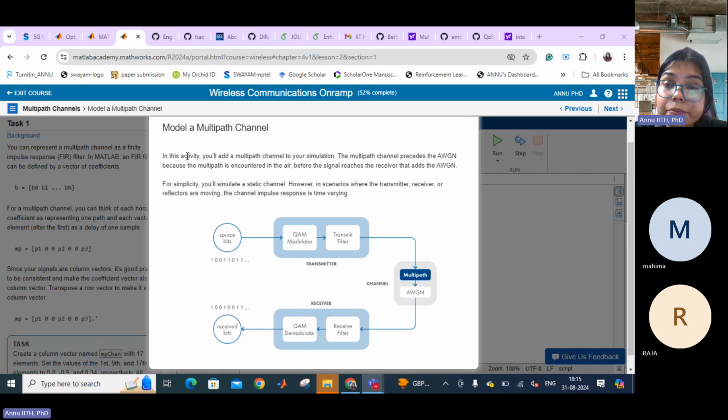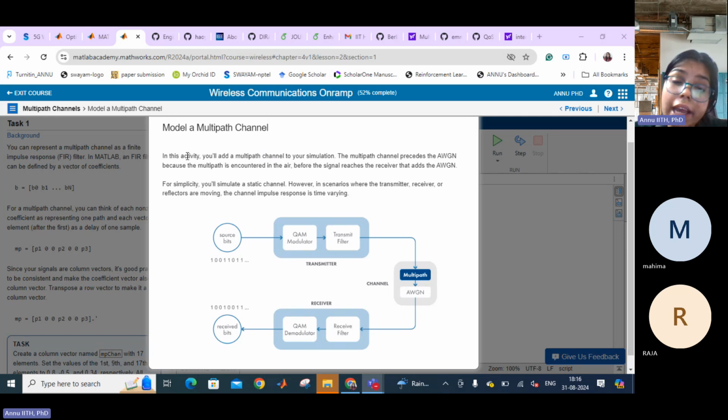What is multipath? Once a signal is transmitted, it is not directly transmitted to the desired user. It gets reflected by various buildings and various obstacles. In this way, you have so many paths. That is multipath. And in order to do the channel modeling, you have to take care of these multipath components in the channel.